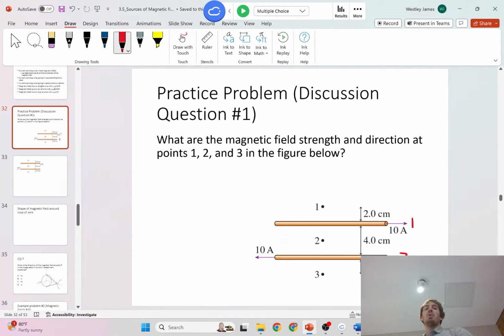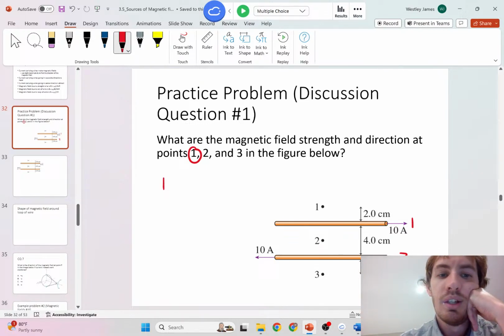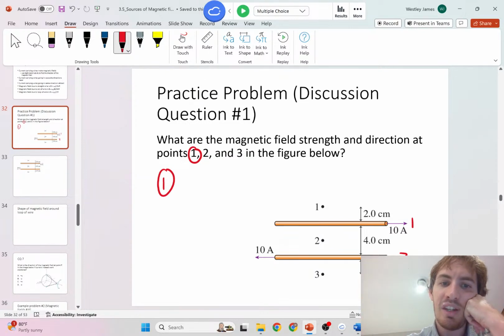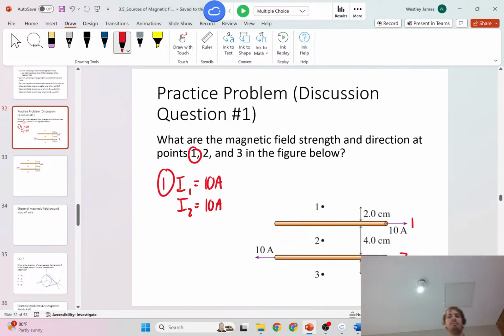What's given? So we're just going to look at the givens for point 1, because the givens are going to change as we do each problem. So we have the current in wire 1, that's 10 amps. We have the current in 2. That's also 10 amps. Oh, look at that. That's even nice.